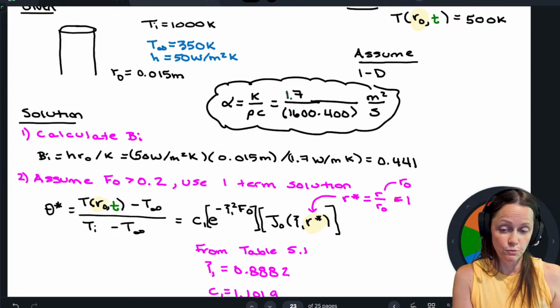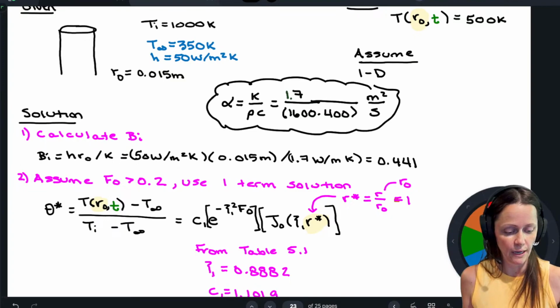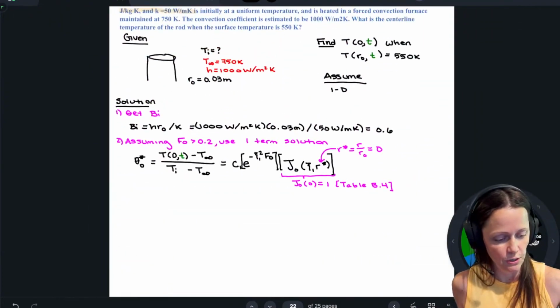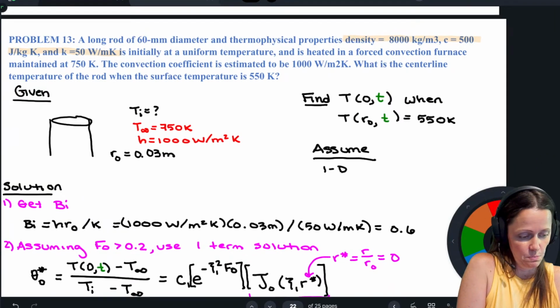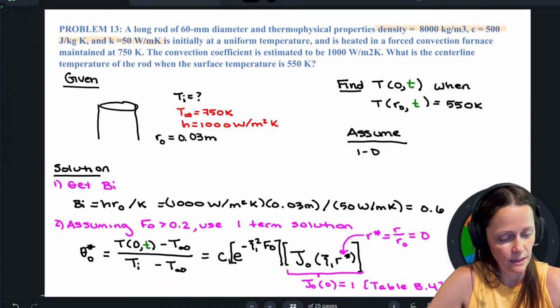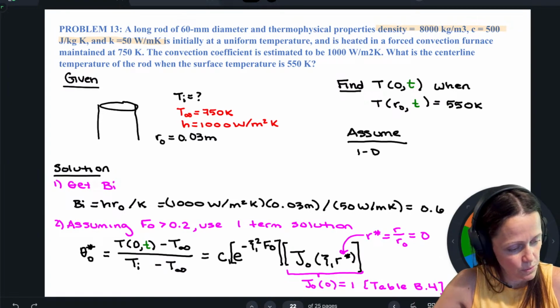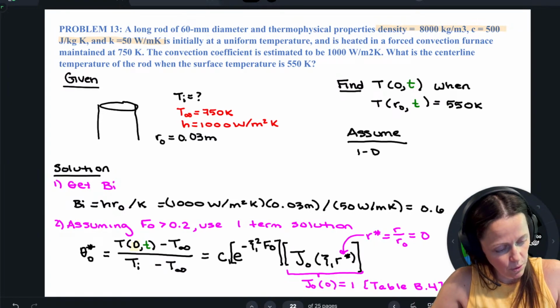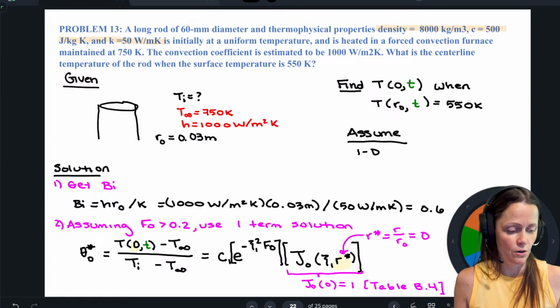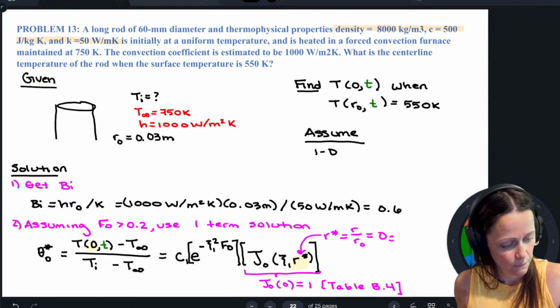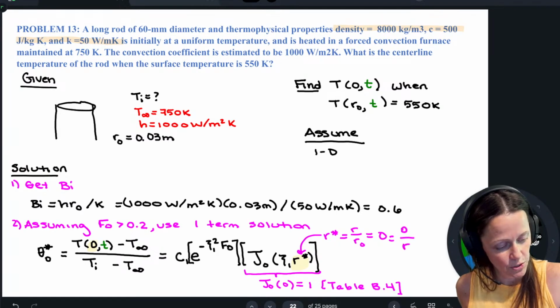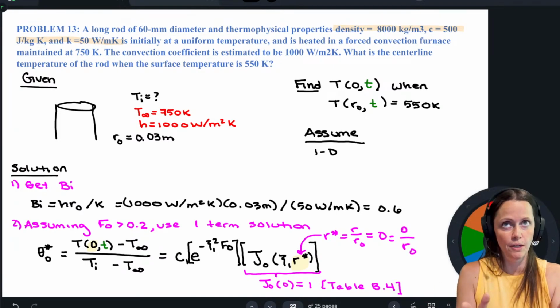So that was problem 14, but the problem that we're working right now, we're not interested in the surface. At this particular junction, we are defining things for r equals 0. So r equals 0. So now r star is 0 over r naught, as opposed to r naught over r naught.